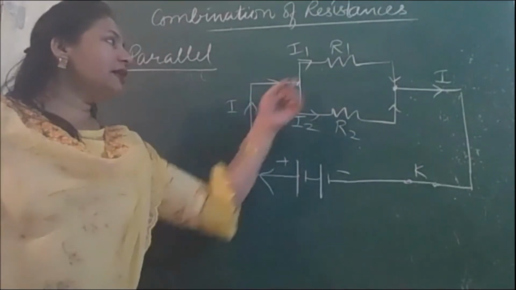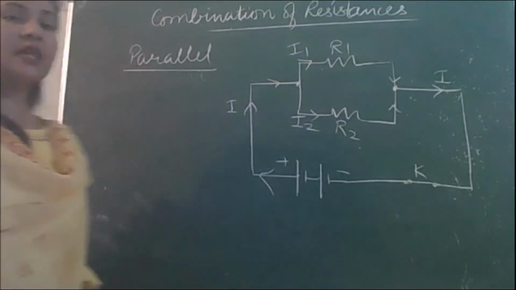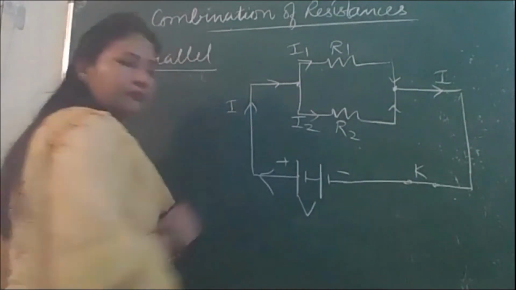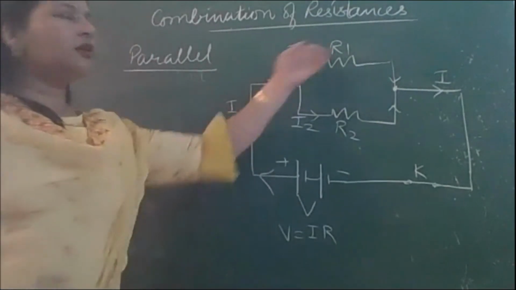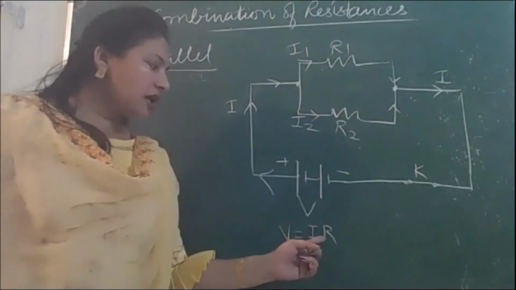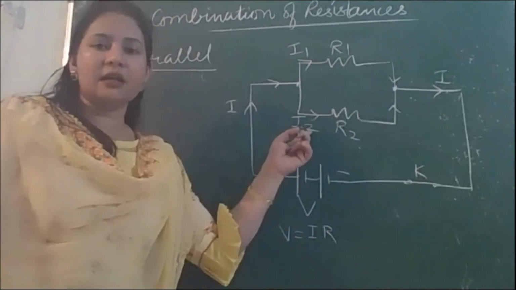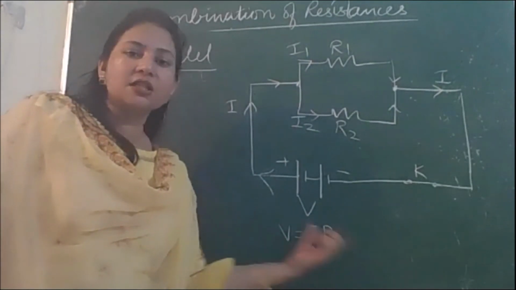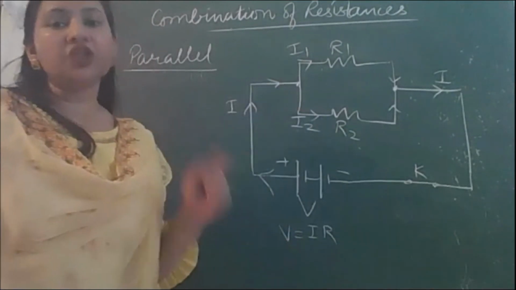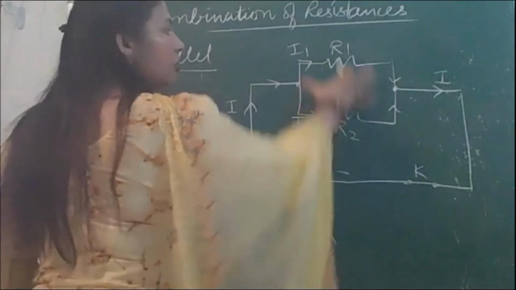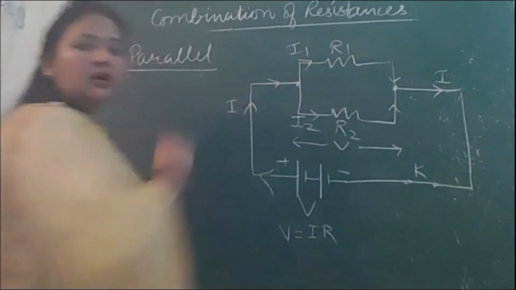This current I that is coming is dividing into 2 parts I1 and I2, so current is not the same here. What is the same then? Potential difference is the same. Okay, because see, V is equal to IR. There are 2 different resistances. The one with less resistance will have more current flowing and the one with more resistance will have less current flowing, but the product will remain constant. One thing is more, one is less, so this becomes constant, so your potential difference will remain the same. Across both of these there is as much potential difference as that of this battery, so potential difference will remain the same.